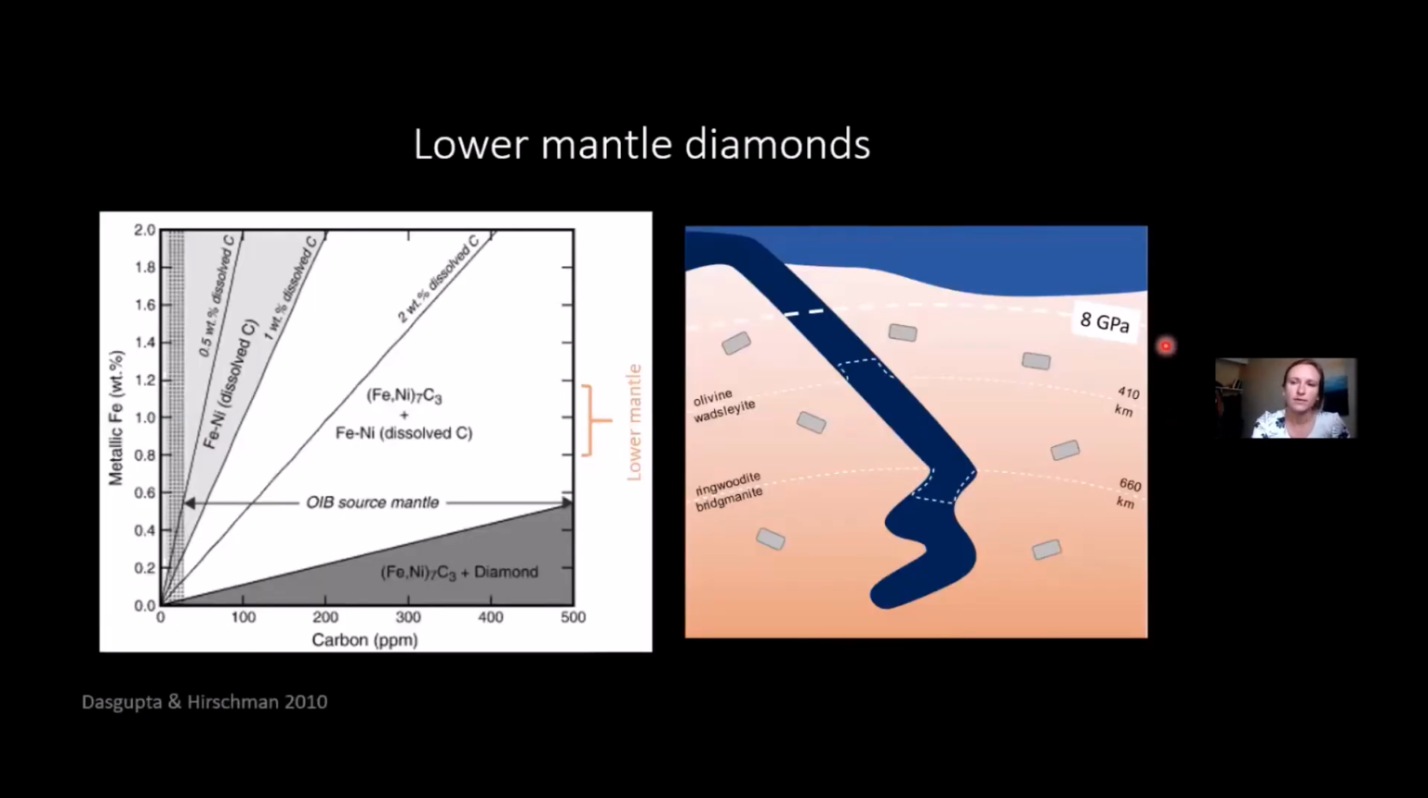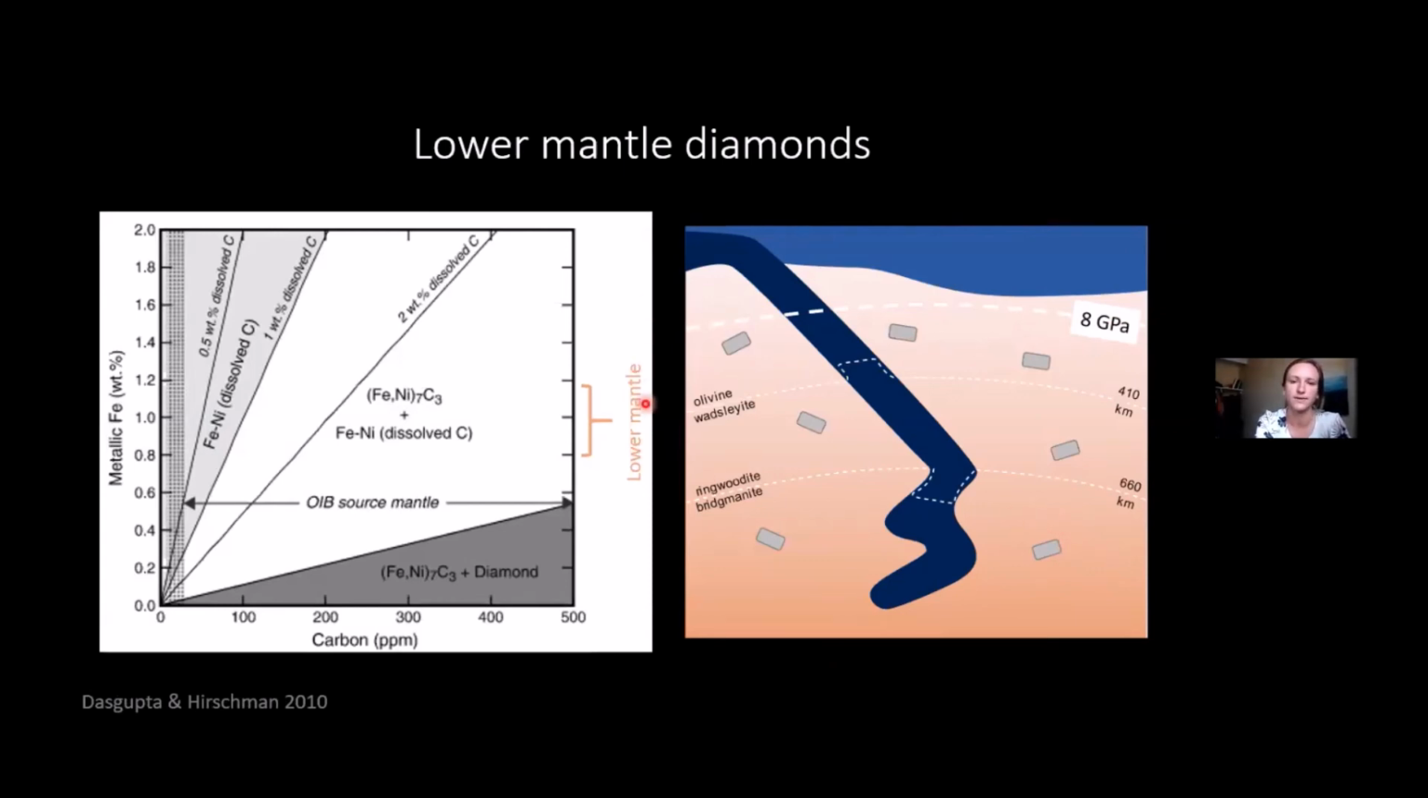And the reason sublithospheric diamonds are generally associated with a slab is likely due to the fact that iron metal is stable in the deep convecting mantle. And carbon in the deep mantle actually acts as a siderophile element, and so instead of forming diamond, it will often bind with these metallic iron alloys.